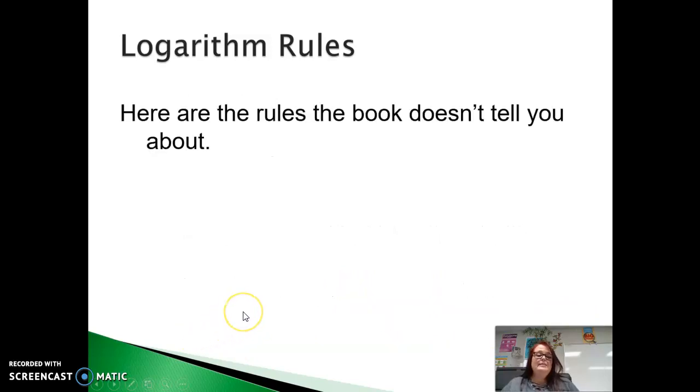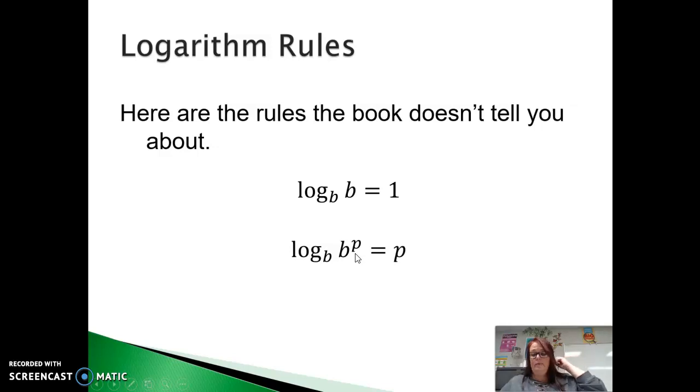Here are some rules that the book doesn't tell you about that are actually good rules to know as well. Anytime my base is the same as my number, that's going to be 1 because we're saying b to the first power is equal to b. Anytime this base and this base are the same, then we just get that exponent, kind of like question number 1 on that previous example page. And so the log base b and the base of b cancel, giving me just the power. And similarly, if the base of my exponent is the same as the base of my log, they would cancel each other out and just give me this x value.